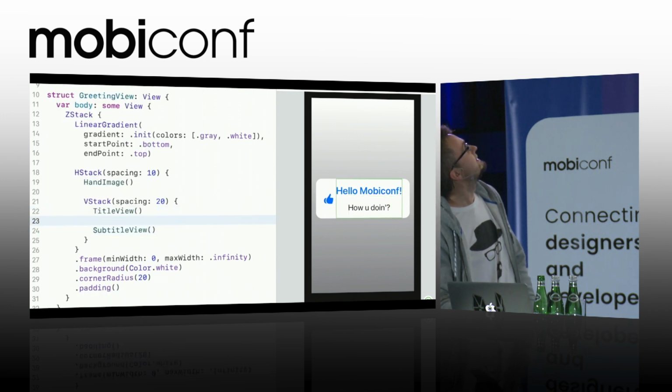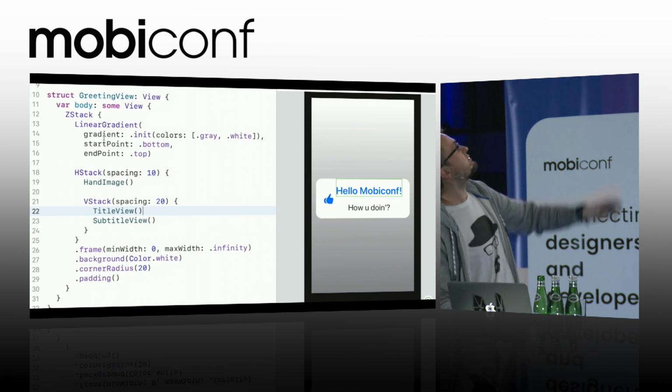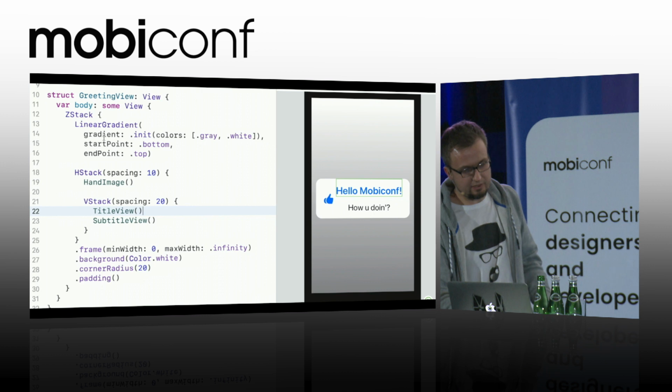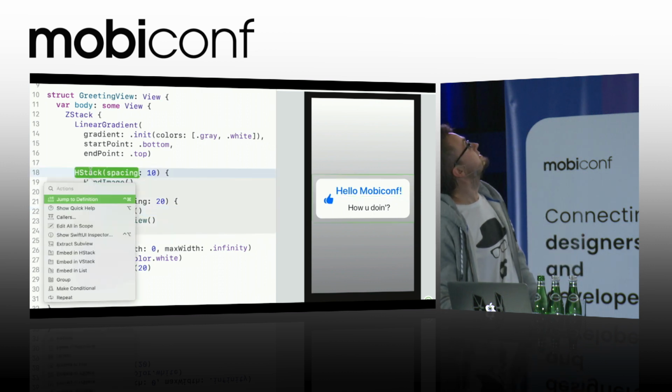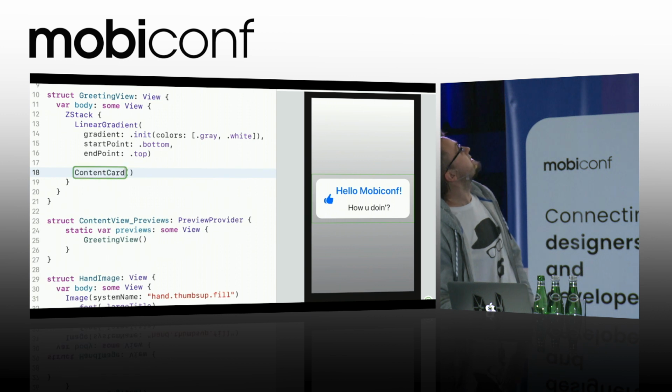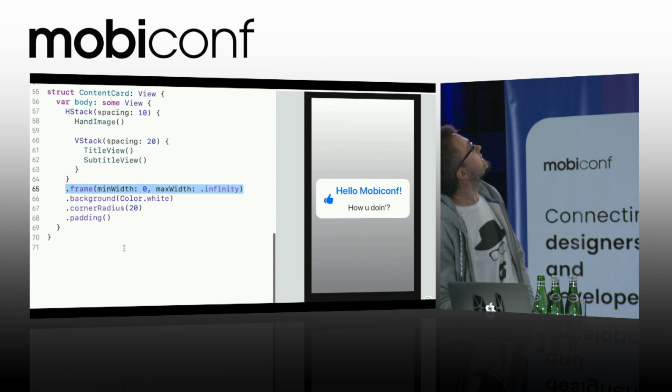Cool. This looks nice, but we could do better, honestly. We could extract this whole H stack to be, for example, a content card. And we'll do this right now. We're extracting this to the content card. Pretty neat, pretty tidy and clean.